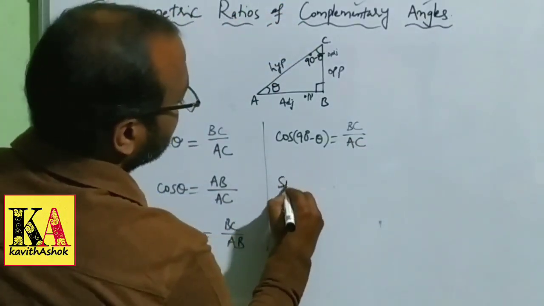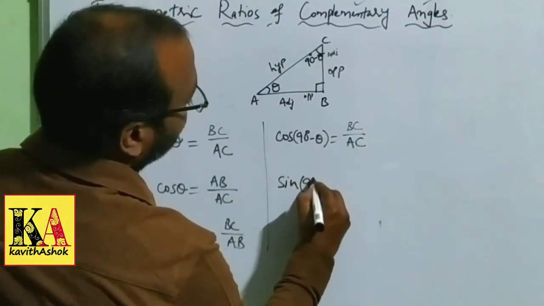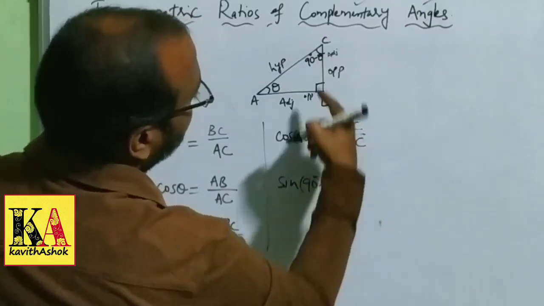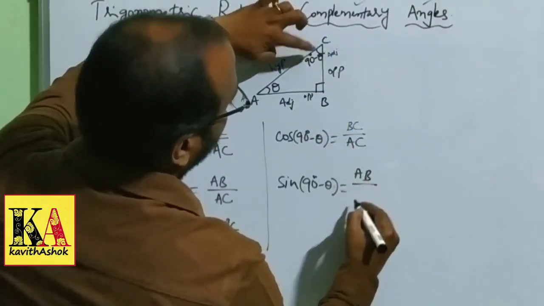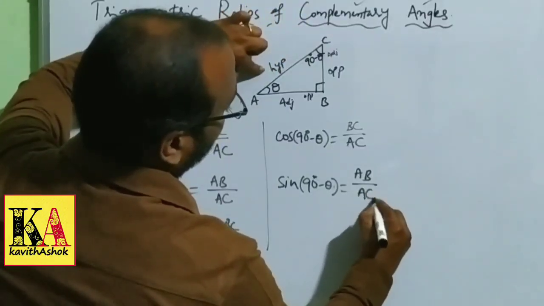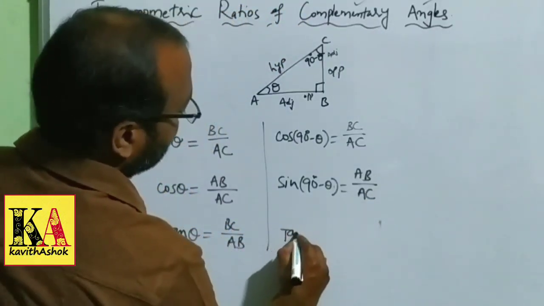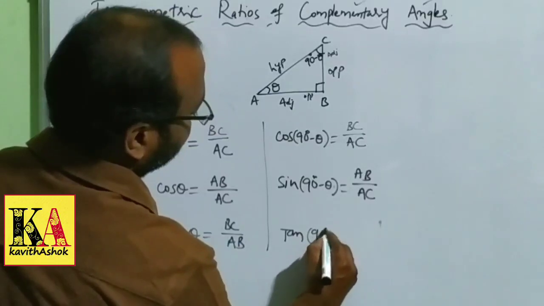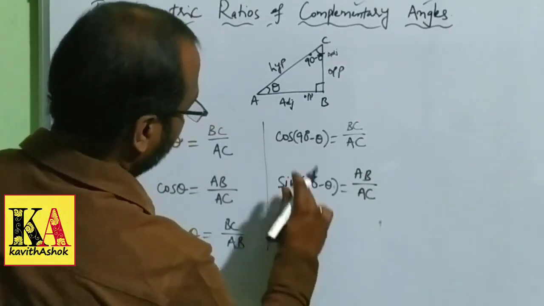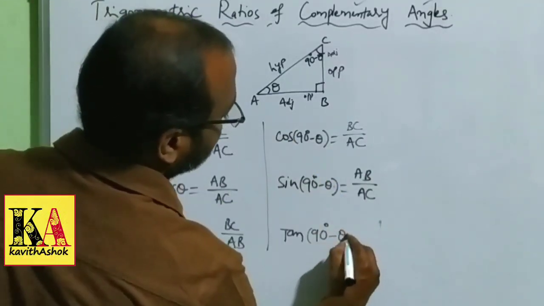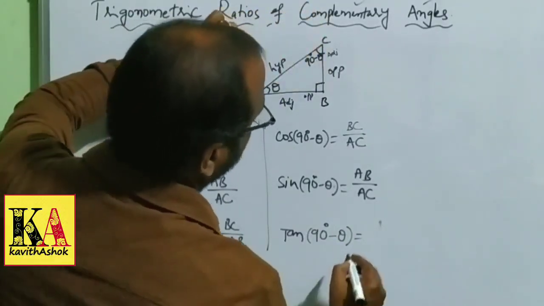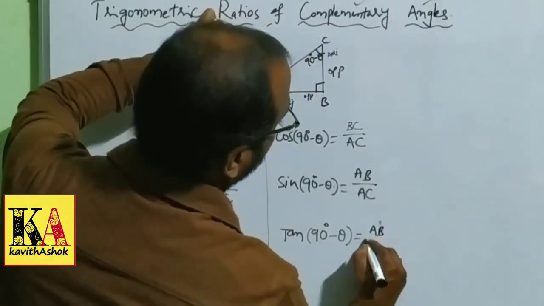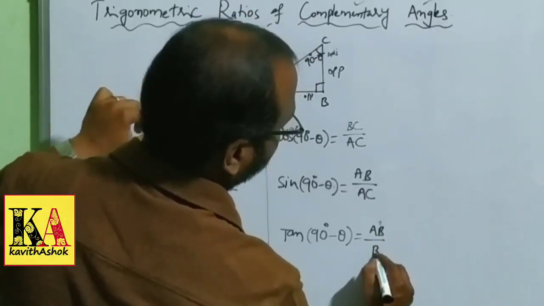Now sin 90 minus theta. Sin in the sense opposite side AB by AC. Now tan 90 minus theta. Tan in the sense opposite side by adjacent side, AB by BC.